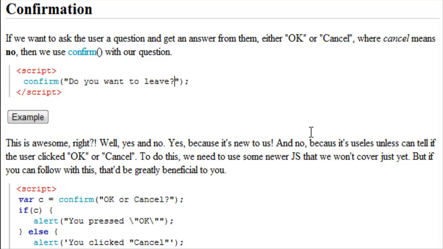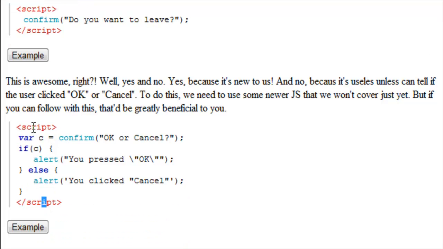To do this, we need to use some newer JavaScript that we won't cover just yet, but if you can follow with this, that'd be greatly beneficial to you. We always open and close the script element unless we're using an external JavaScript file, in which case we do not use that. Here we have variable c is equal to confirm, and we just wrote OK or cancel. Even though the confirm function is inside of a variable, and we haven't touched on variables yet, don't worry if you don't know what it is. We'll get there. If you do know what a variable is, this will automatically run.